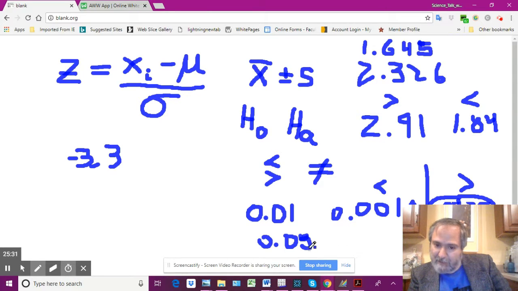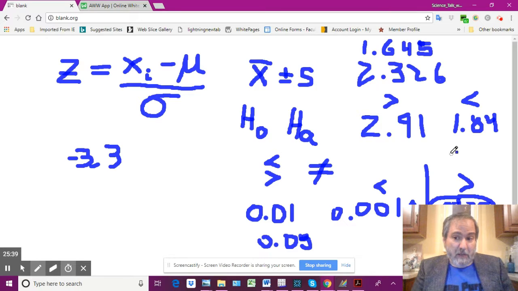0.3 is less than 0.5. 1.84 is greater than 1.645. So based on the numbers, we would have significance at the 95% level. This is a weak significance.